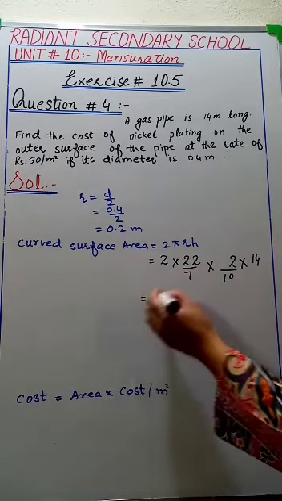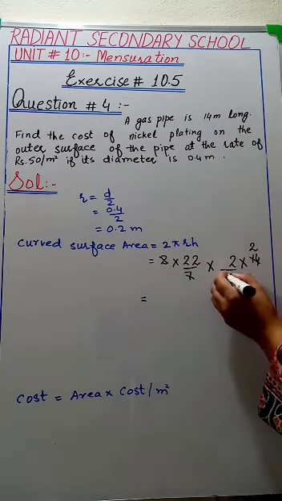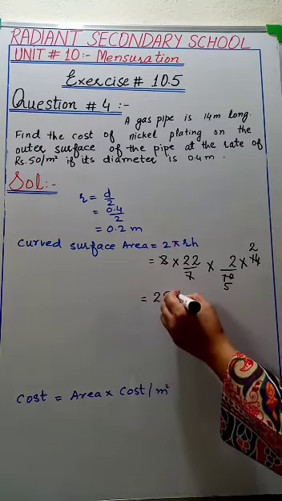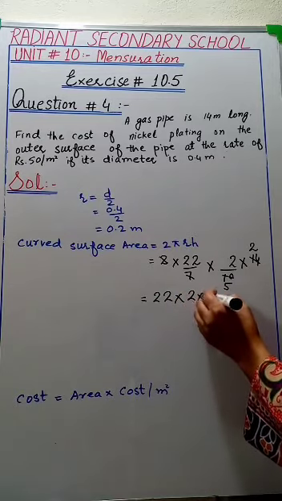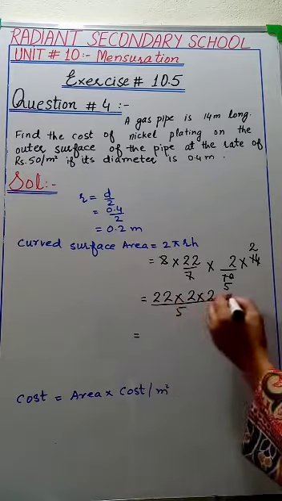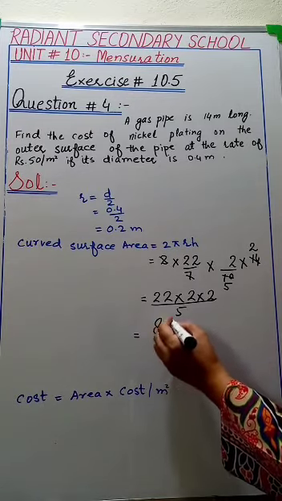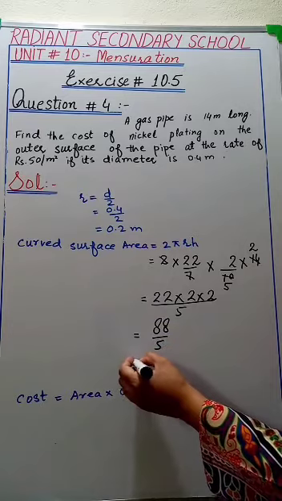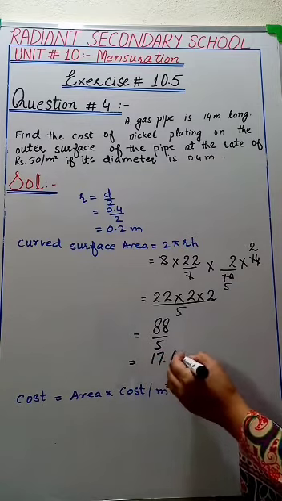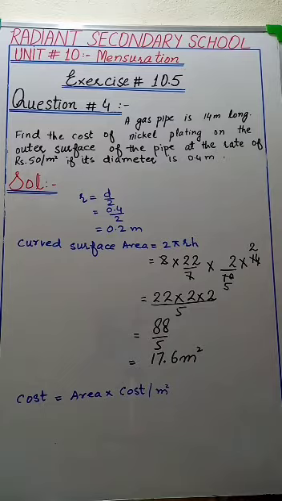Now do the simplification. 7 ones are 7, 7 twos are 14, 2 ones are 2, 2 fives are 10. Now you are left with 22 multiplied with 2 multiplied with 2 over 5. Now when you multiply all these values, it will become equal to 88 over 5, and when you divide 88 by 5, your answer will be 17.6 meter square. This is the outer surface area of this pipe.